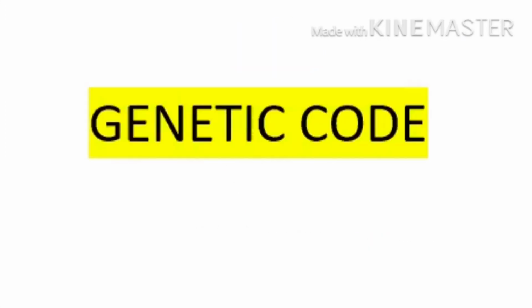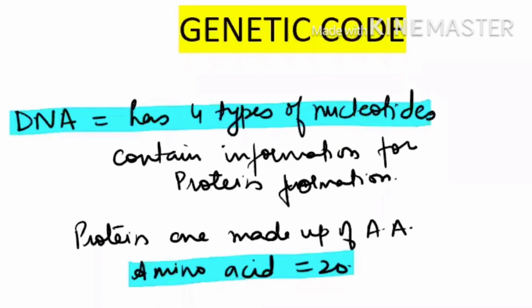Hello students. So today we are going to study about the genetic code. Now you know very well that DNA has 4 types of nucleotides. These 4 types of nucleotides make up the DNA, which has the information for protein formation through messenger RNA.